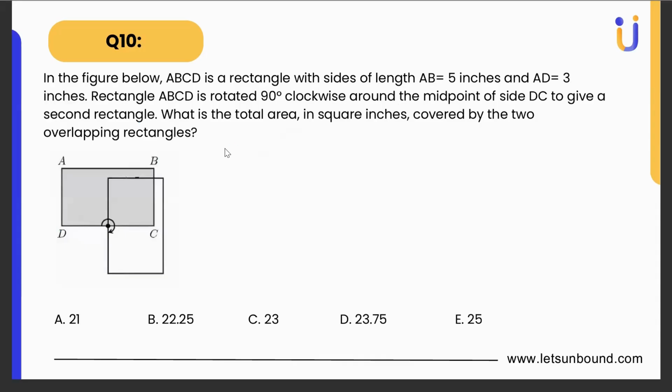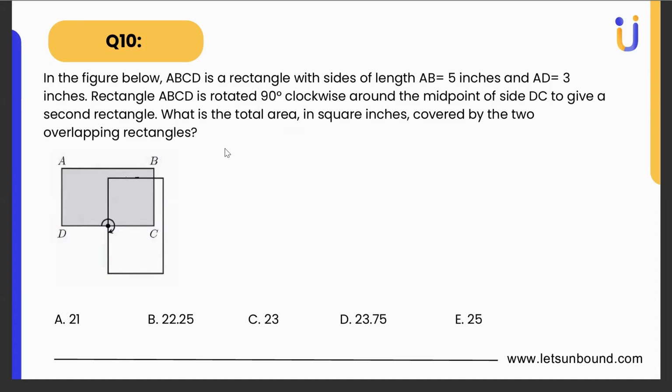Let's look at the 10th question now. In the given figure below, ABCD is a rectangle with sides of length AB is 5 inches and AD is 3 inches. Rectangle ABCD is rotated 90 degrees clockwise around the midpoint of side DC to give a second rectangle. What is the total area in square inches covered by the two overlapping rectangles?